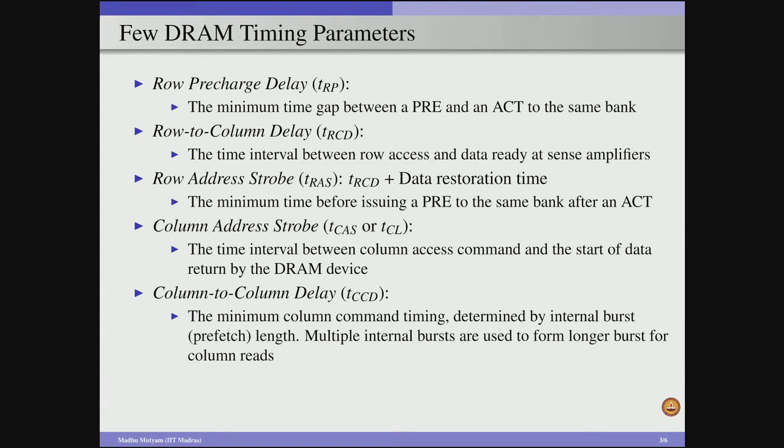Now there is another key parameter which is column to column delay. Note that internally the DRAM device consists of a collection of DRAM arrays, and these DRAM arrays will supply data in a prefetched manner. When I issue a single column read command, based on the prefetch width of the DRAM device, we are going to get multiple bits read from the DRAM arrays. The prefetch width is going to specify the time gap between reading from one column to the other column. So that time parameter is called the column to column delay, or TCCD, and this is the minimum column command timing determined by the internal burst or prefetch length.